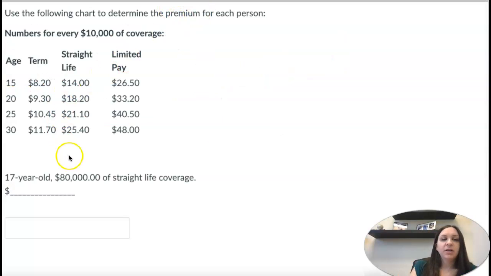Okay, determine, here's our chart. So we have a 17-year-old. So again, we're going to go back to 15 because they're not quite 20. When they're 20, it'll switch.